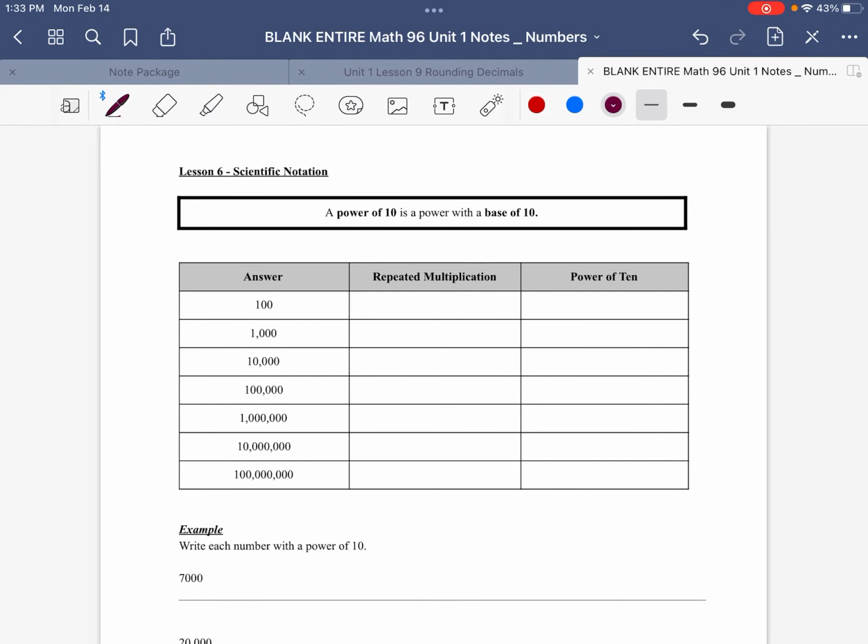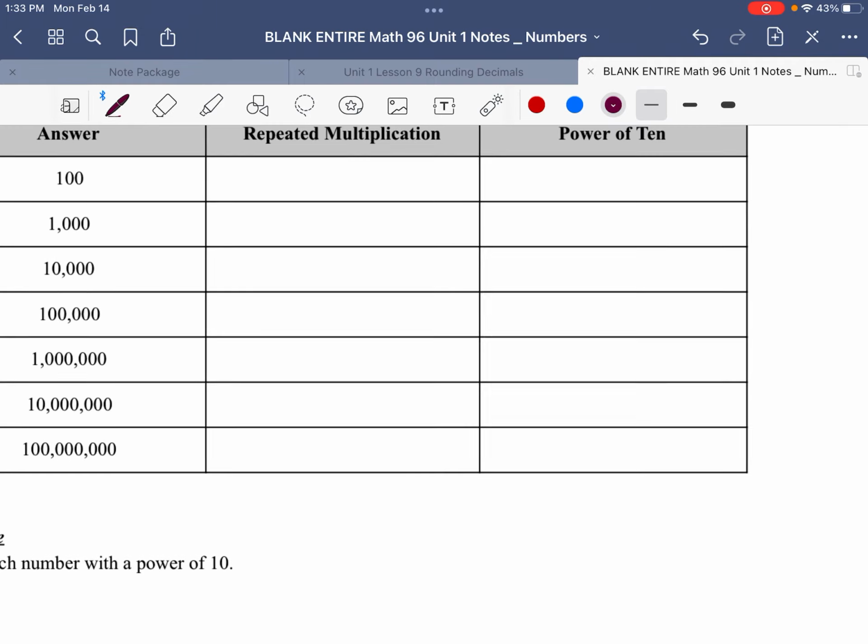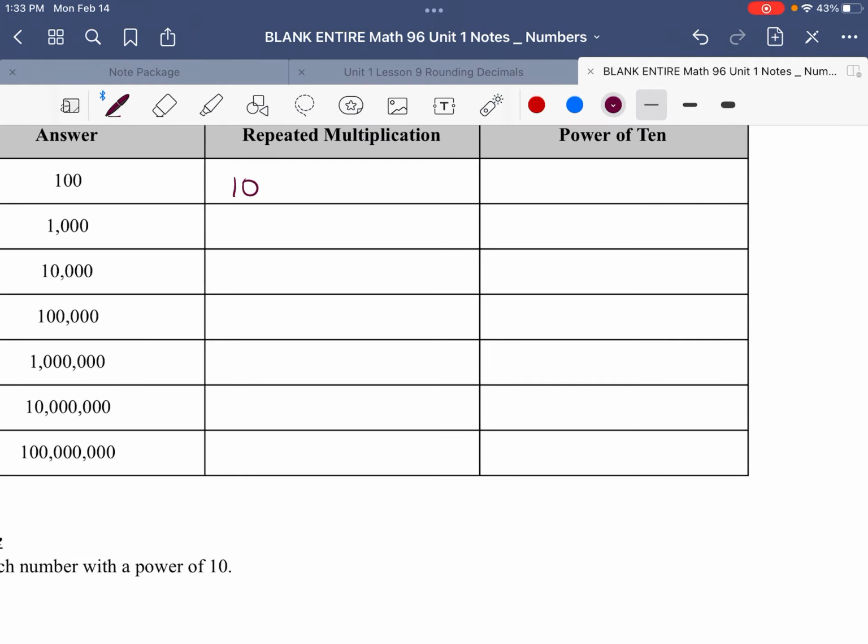Okay, lesson 6, scientific notation. So a power of 10 is a power with a base of 10. The number 100 is actually 10 times 10, and that means we've got 10 squared. The little 2 there says that there are 2 tens.